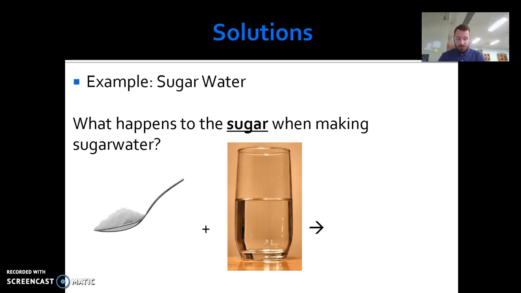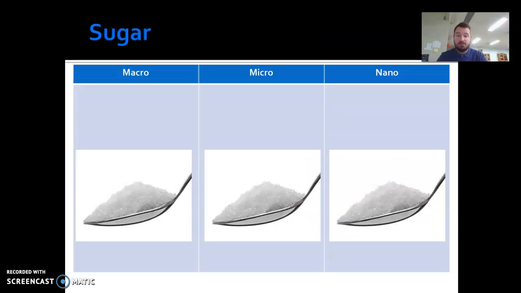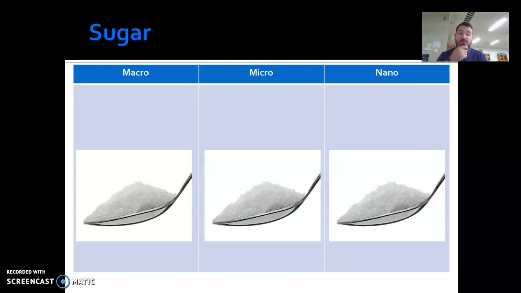All right, so when we go into solutions, an example of a solution would be sugar water. If you mix sugar into water, it kind of looks the same. It doesn't look any different. That's because the particles are going to be so small. If we're looking at this on the macro sense, it just looks like a spoonful of a white crystal.